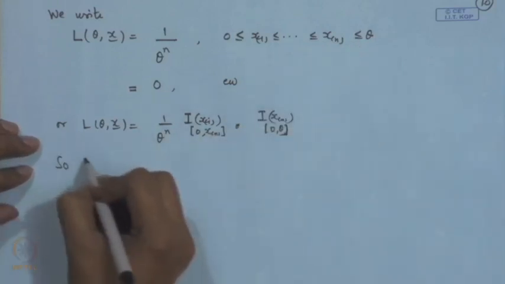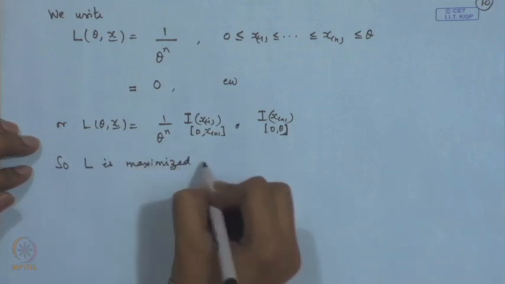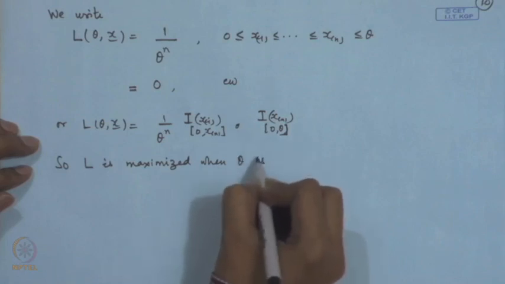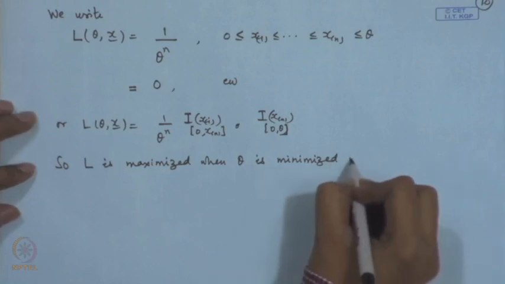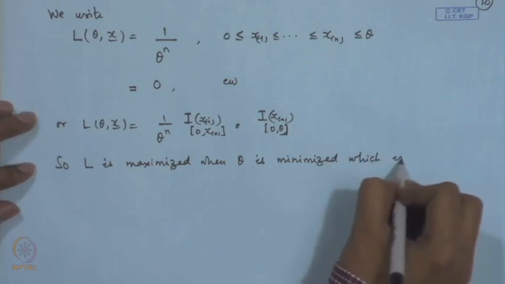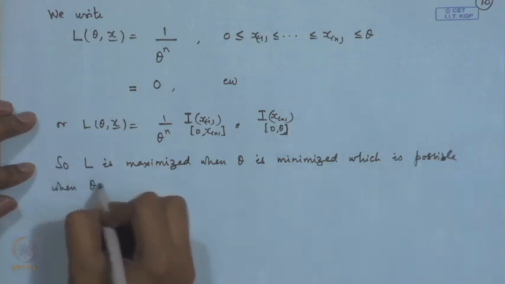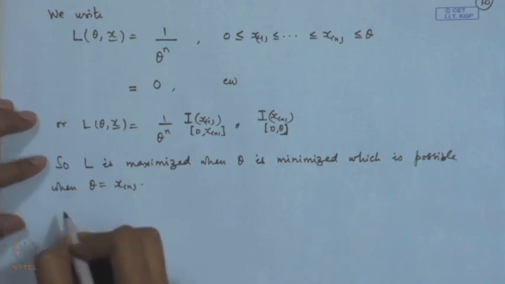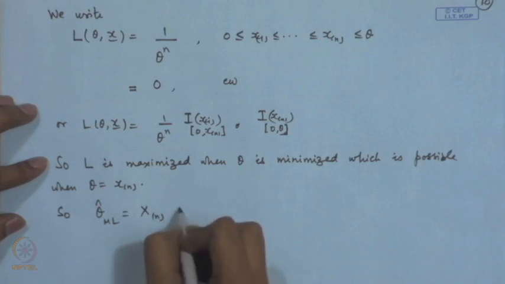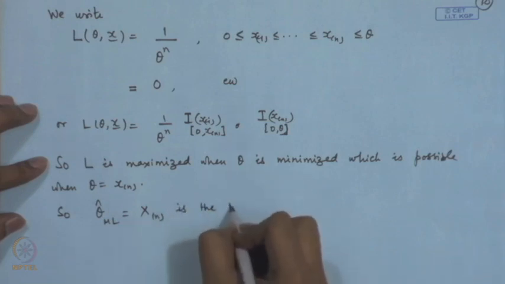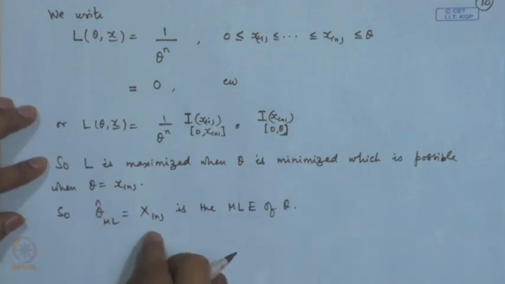So, L is maximized when theta is minimized, which is possible when theta is equal to x n. So, theta hat ML is equal to x n, the maximum likelihood estimator of theta, that is the maximum of the observations.